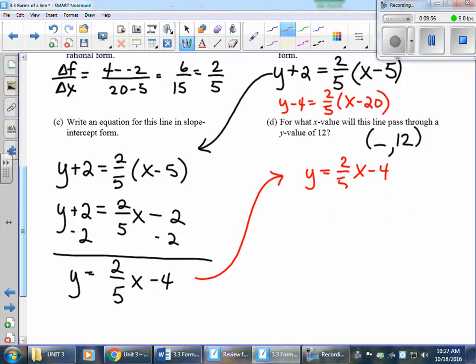All right, those of you who are screaming at the screen saying, Miss Teach, you're doing it wrong, we have to substitute in. This is the x, this is the y. So it's 12 equals 2 over 5x minus 4. Okay, this is looking better to me now.